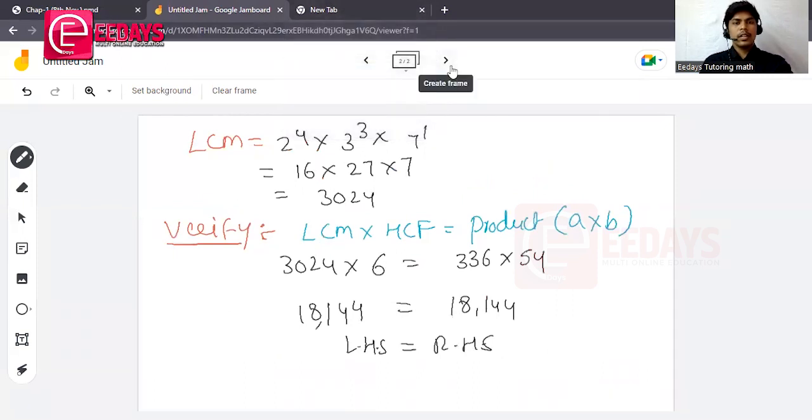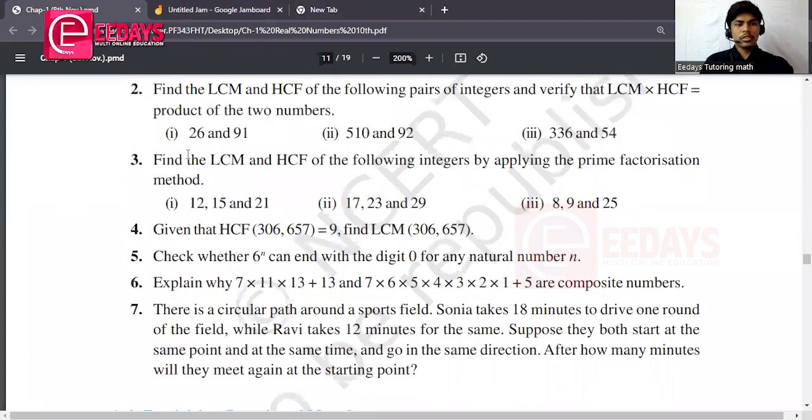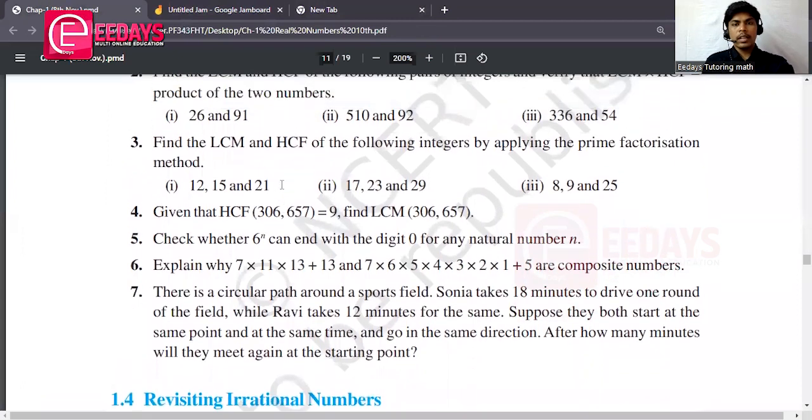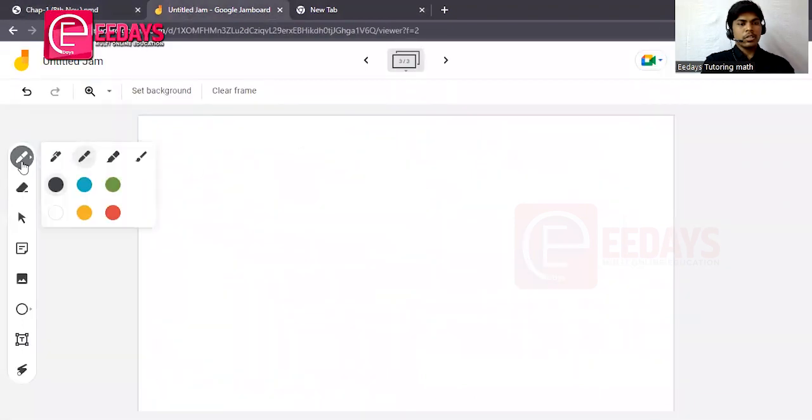Okay, let's move on to the next question. What is the next question? Find the LCM and HCF of the pair of integers by applying the prime factorization method. Okay, let's do it by the prime factorization method. First, write the question. Third Roman, first one, right?